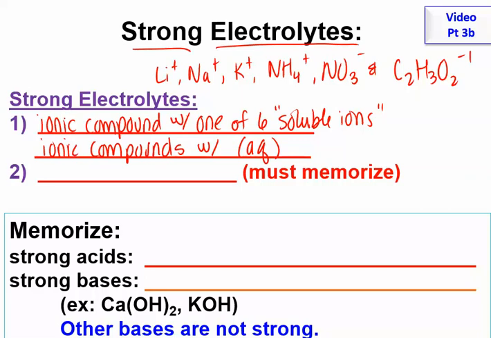Now, strong bases are ionic compounds, but strong acids technically are not. So I'm going to just list these: strong acids and strong bases. So this will add to our list. You need to memorize which ones are strong acids and which ones are strong bases.